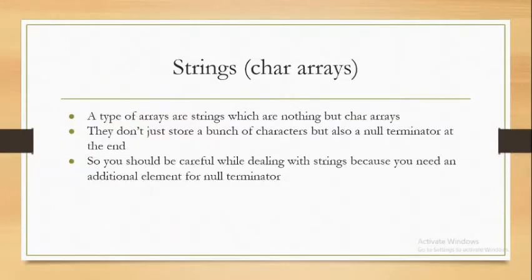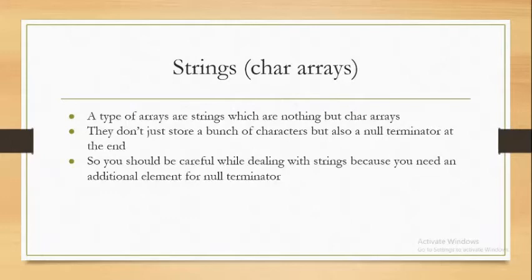So we will now talk about the next kind of arrays, a type of character arrays, nothing but strings. So what are strings? Strings are a type of character arrays, but at the end of all the characters, they will store a bunch of characters along with an additional character called the null terminator. What is a null terminator? You will know about it in a second.